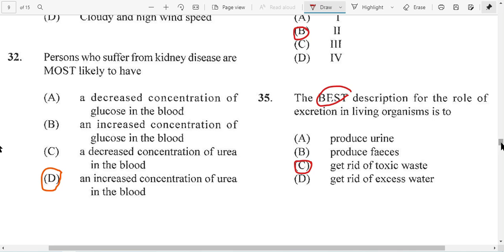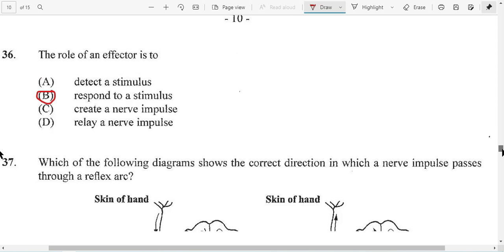I will move on down to question 36. The role of an effector is to bring about a response to whatever is happening, and these are, of course, muscles and glands. To detect the stimulus, that would have been the receptor. But the effectors are your muscles and glands. And 36 is going to be B. Create nerve impulse, no. Relay nerve, no. The answer there is going to be for 36.